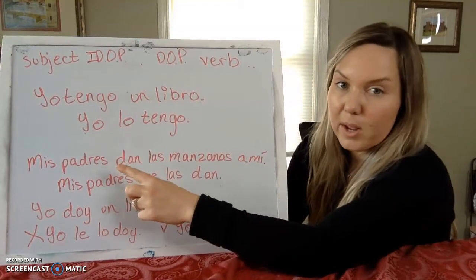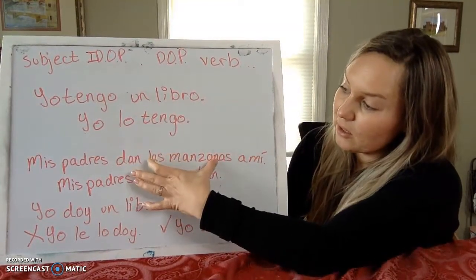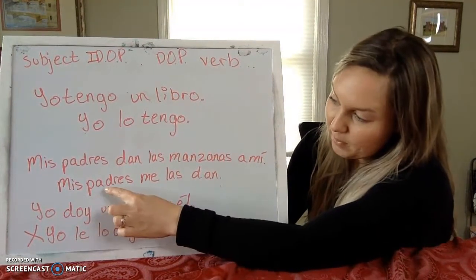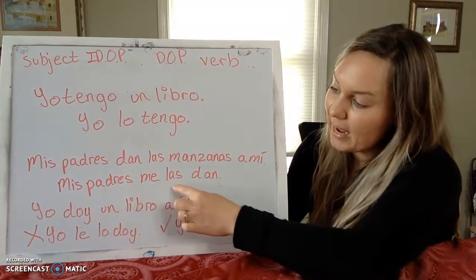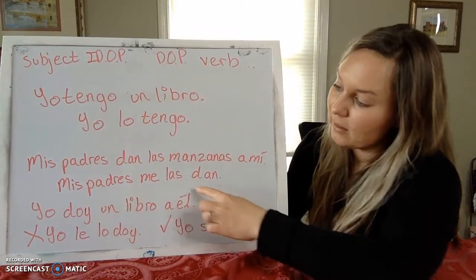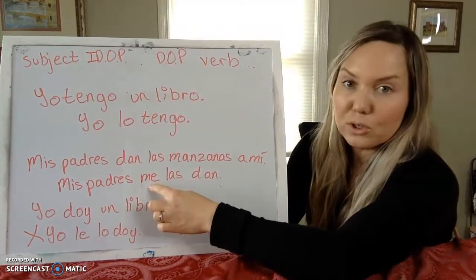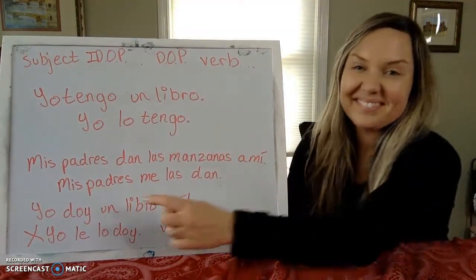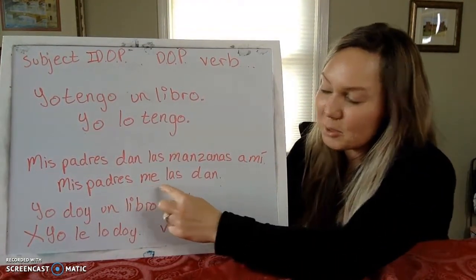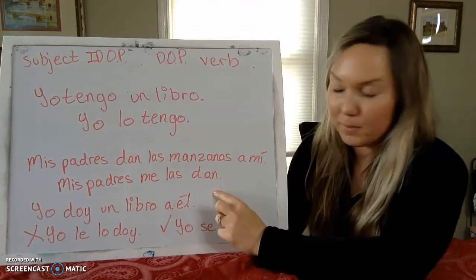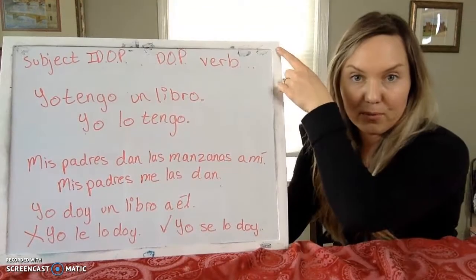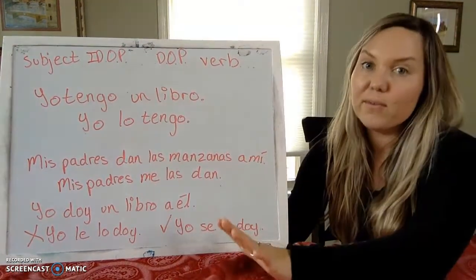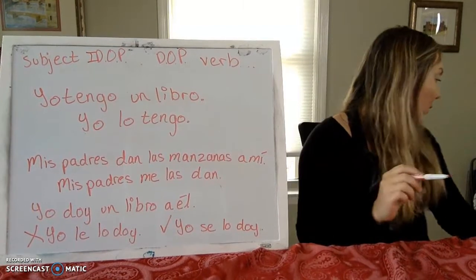Now let's look at this one. We replaced las manzanas, so we took out that whole phrase, and we replaced a mí. We have my parents, mis padres, me las dan. My parents give the apples to me. Subject, indirect object pronoun, direct object pronoun, verb. Always follow the formula. All right, now, the last one is an example of you can't lay low in Español.